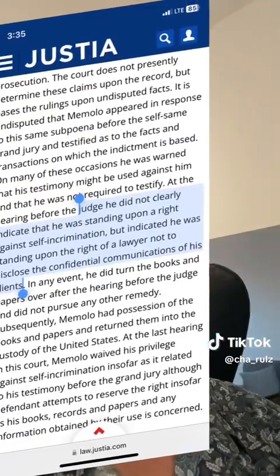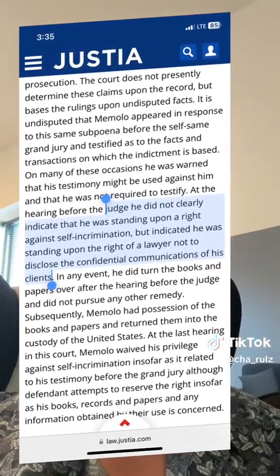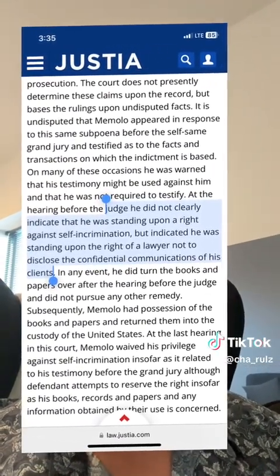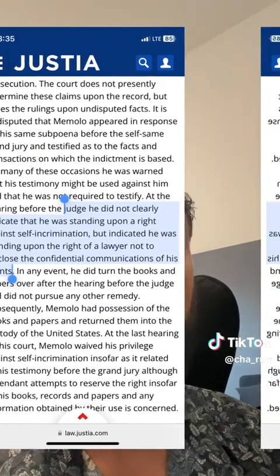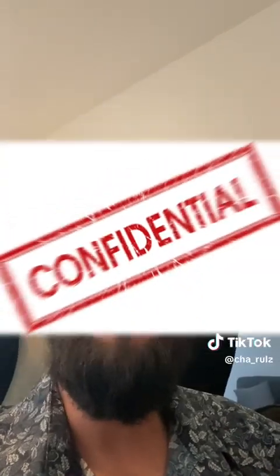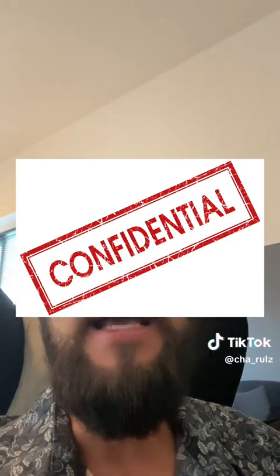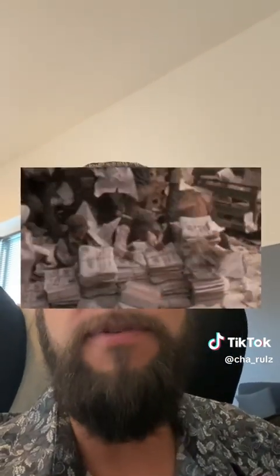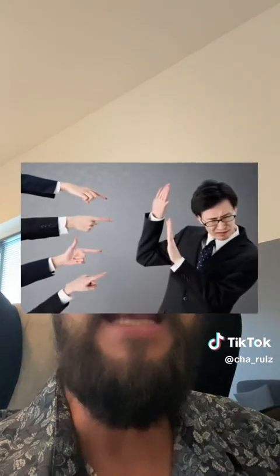This is where a judge did not clearly indicate that the defendant was standing upon a right against self-incrimination, but indicated that he was standing upon the right of an attorney not to disclose the confidential communications of his clients. The guy had already testified and the attorney had already produced records on previous proceedings. Then he suddenly figured out later that his testimony and records were going to be self-incriminating, and he wanted to withdraw everything and stop his attorney. So basically what happened was the judge was trying to tell him, it's too late.